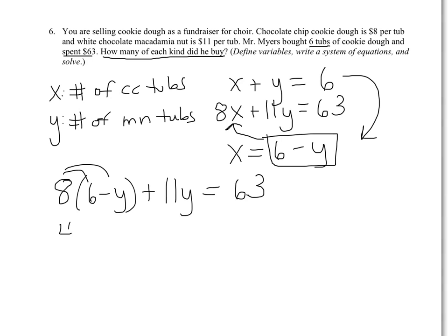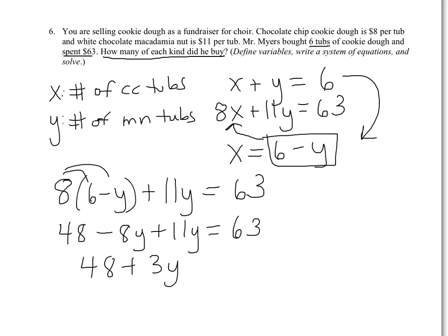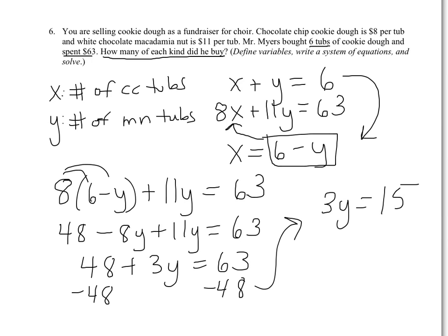Then I'm going to distribute 8 inside there. So 8 times 6 is 48 minus 8y plus 11y equals 63. Combine your like terms. Negative 8 plus 11 is 3. So I have 48 plus 3y equals 63. Solve for y. I now subtract 48 from both sides. 63 minus 48 is 15. So I get 3y equals 15. Then I'm going to divide everything by 3, and I get that y is equal to 5.